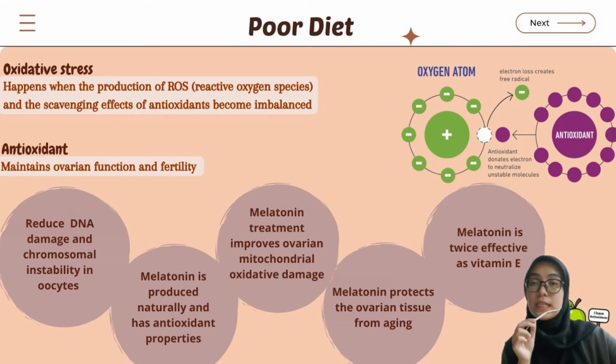Next, melatonin is a hormone that is produced naturally by the body and has antioxidant properties. Long-term melatonin treatment improves ovarian mitochondrial oxidative damage. It protects the ovarian tissue from aging by decreasing mitochondrial ROS generation, inhibiting apoptosis, suppressing the collapse of mitochondrial membrane potential, and maintaining respiratory chain complex activities. This hormone also has been shown to be twice as effective as vitamin E.